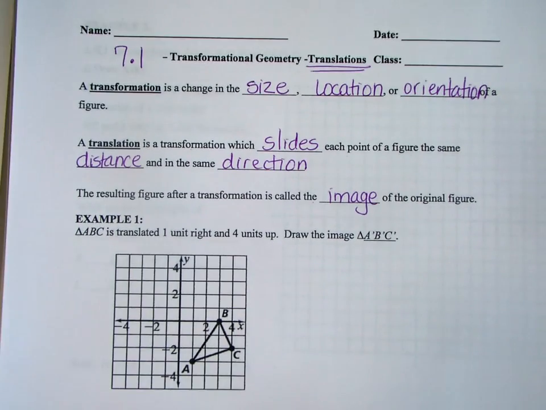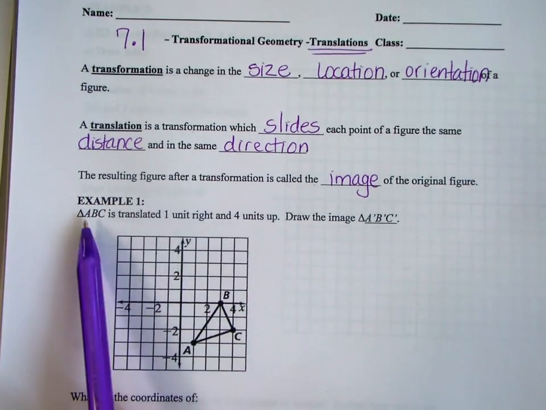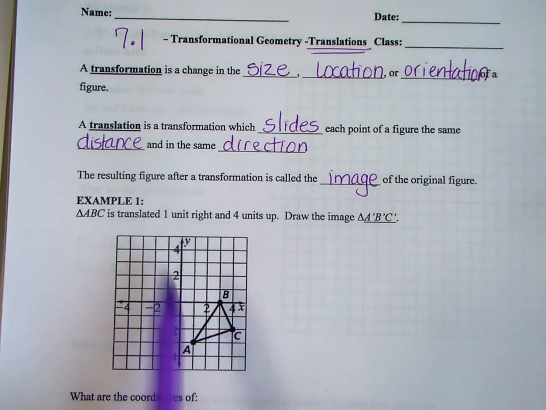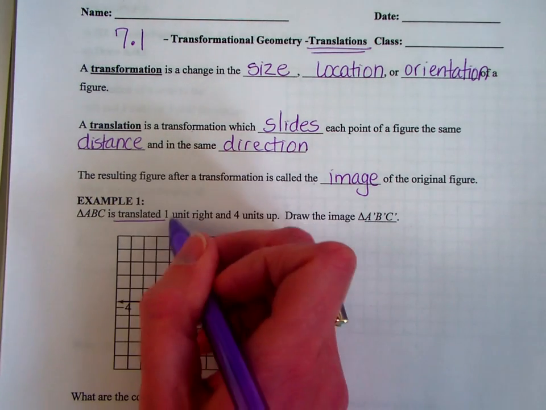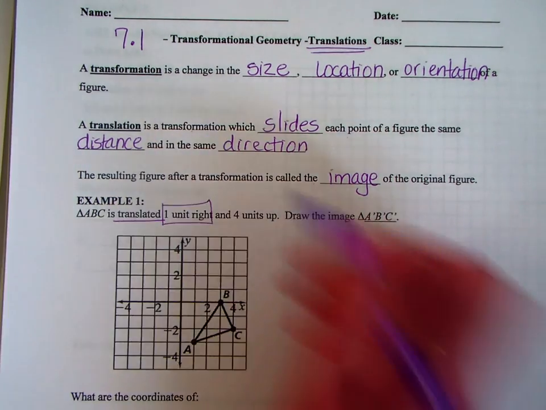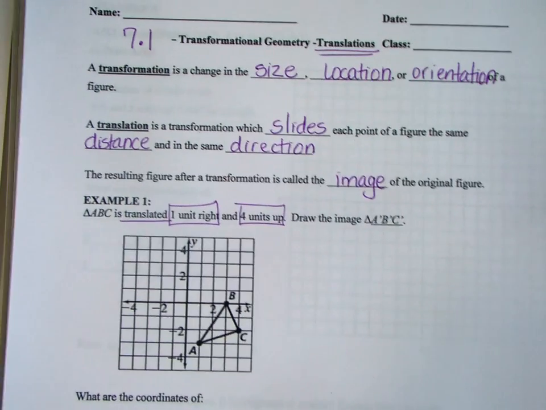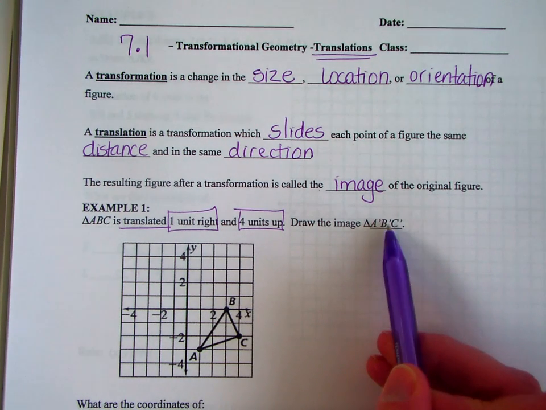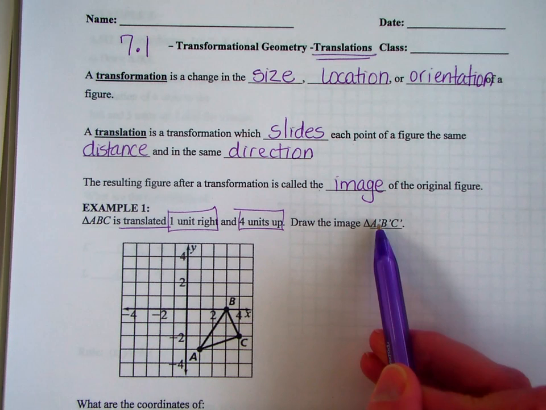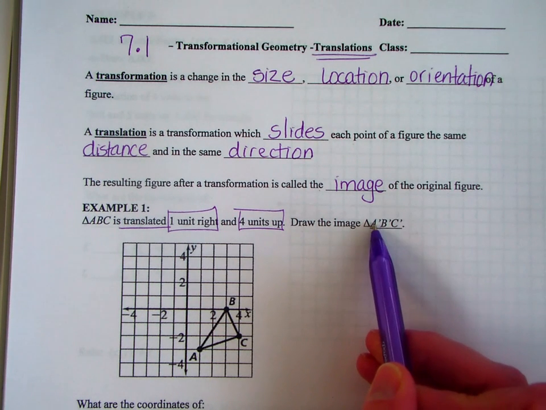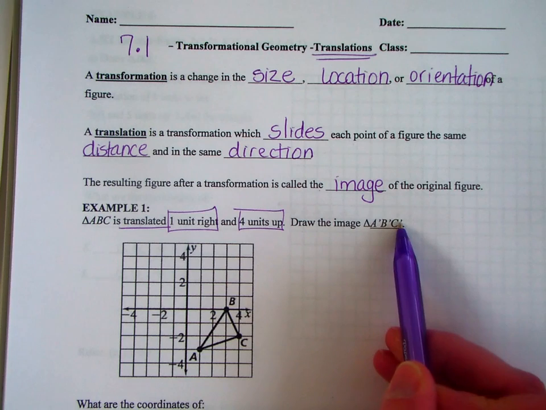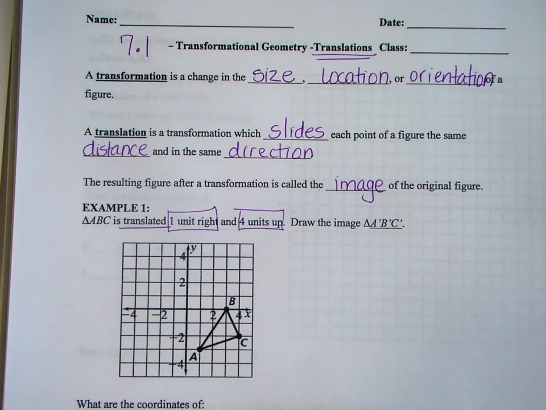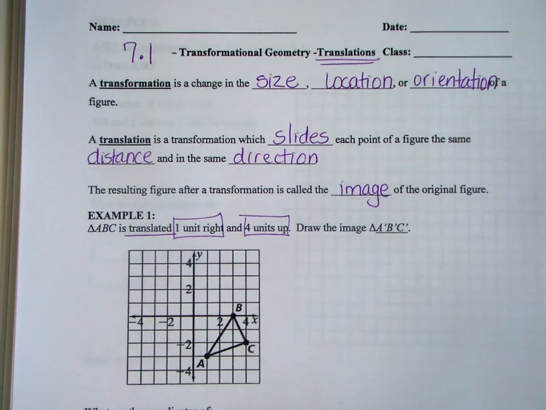So we're going to take a look at a couple examples. They say in this one that triangle ABC is translated 1 unit right and then 4 units up. We're going to draw triangle A prime, B prime, and C prime. Notice these little marks. So we read those A prime, B prime, and C prime. This is our way of saying that it's our image, just a way of labeling what our second figure is going to be.